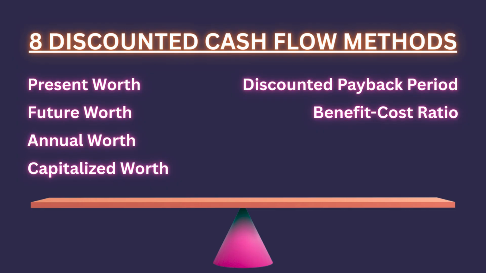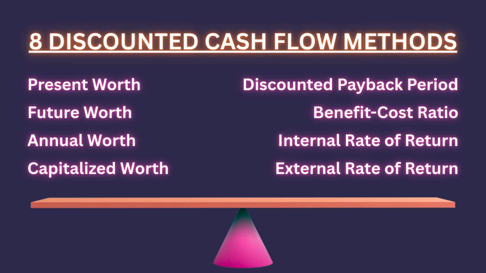The benefit-cost ratio, or BCR, method compares benefits to costs. If the ratio is greater than 1, the project is worth considering. The internal rate of return, or IRR, method looks for the interest rate that makes the project break even. Basically, the project's personal rate of return. The external rate of return, or ERR, method is similar to the IRR method, but assumes reinvestment happens at your required return, called the minimum attractive rate of return, or MARR.